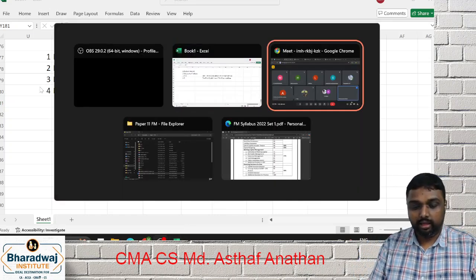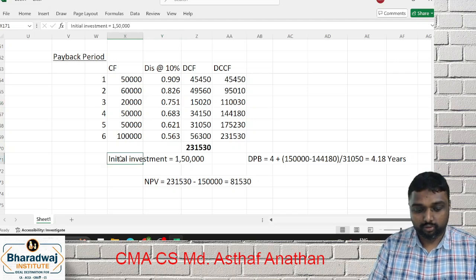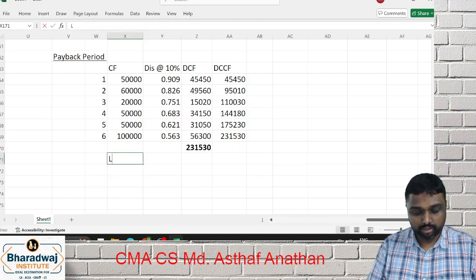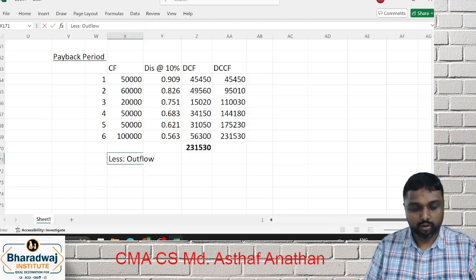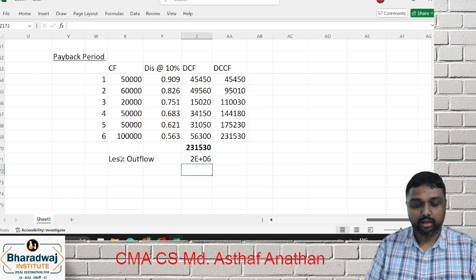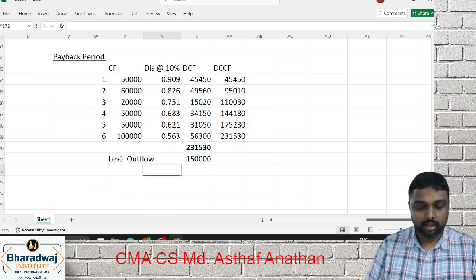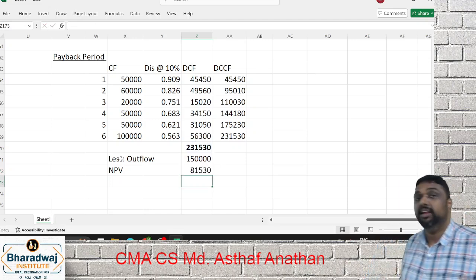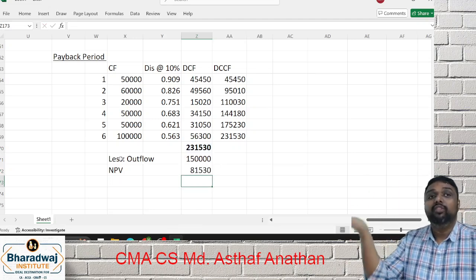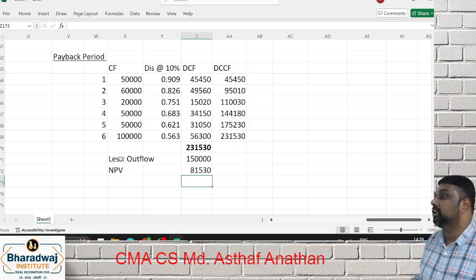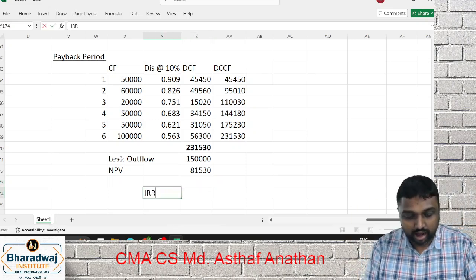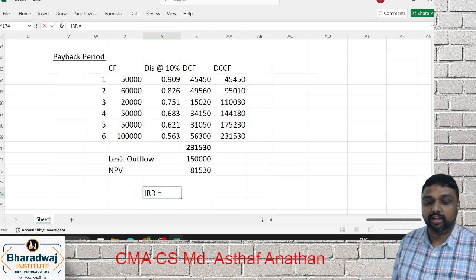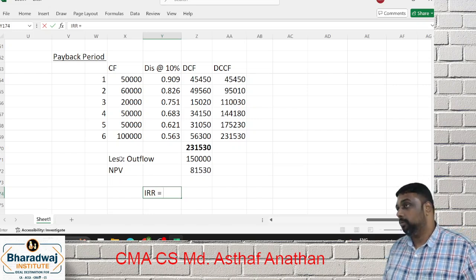Now, another point. See here, if I reduce the initial investment, the outflow of 1 lakh 50, I am getting a positive NPV. You want to know at what rate your inflow is equal to outflow. That is the project return, which we call IRR. IRR stands for internal rate of return. It is the rate of return at which inflow equals outflow. This is how you can do it.